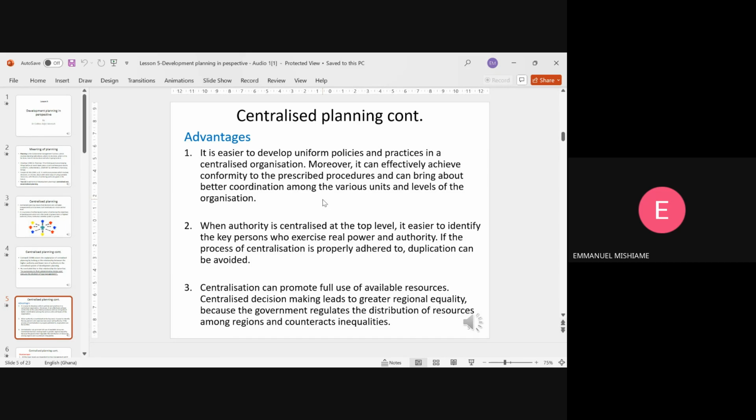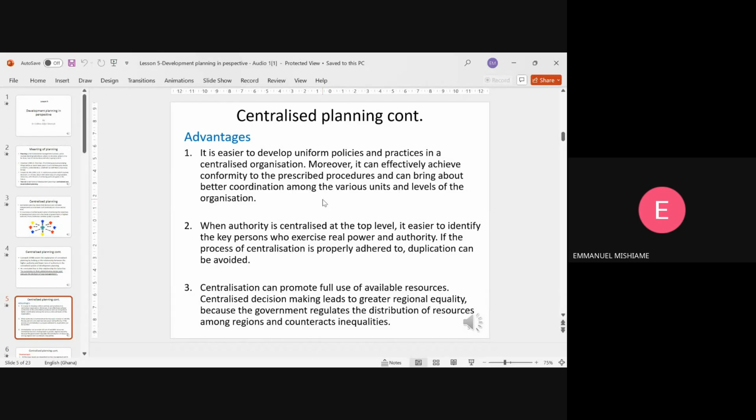Now, thirdly, it says that centralization can promote full use of available resources, such that centralized decision making leads to greater regional equality because the government regulates the distribution of resources among regions and counteracts inequalities. Now, when practiced properly, centralization can lead to equality or equity in the distribution of resources, in the sense that they don't rate someone over the other.